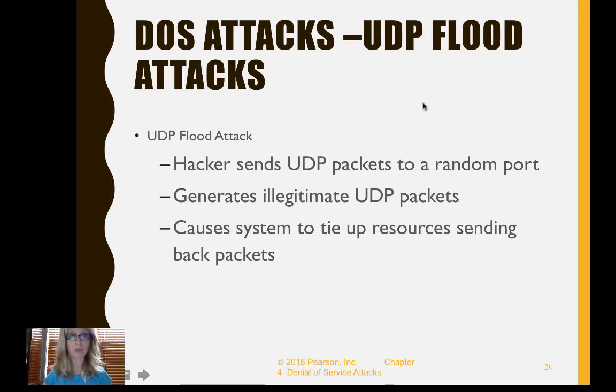Okay, DoS attacks, UDP floods. This is a very common type of attack. The hacker sends UDP packets to random ports, and what they do is look to see which port is open. On a server, there are certain ports that are set. For example, port 21 is set for FTP. That's a common port. Port 25 is set for email. So a hacker is going to send UDPs to random ports looking for an open port.